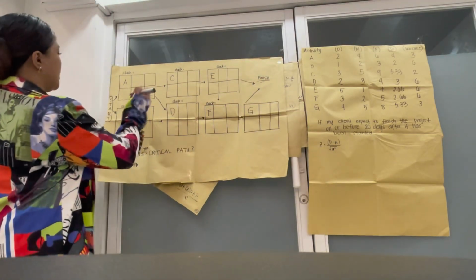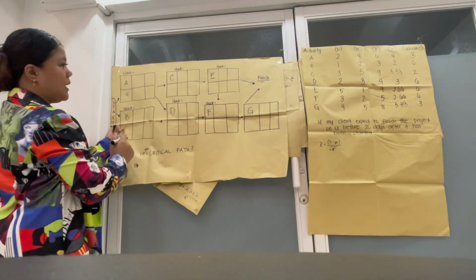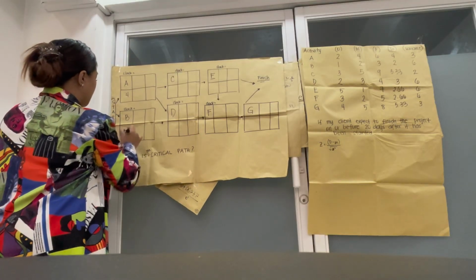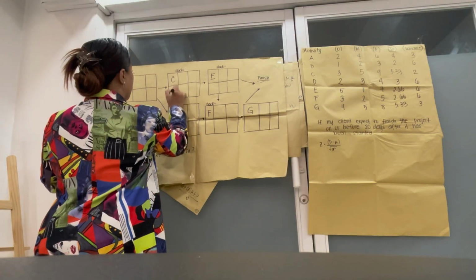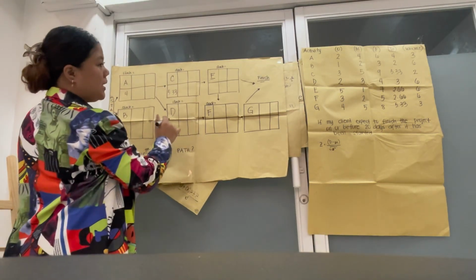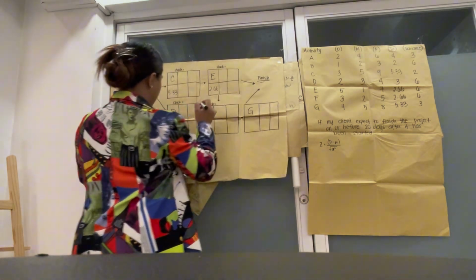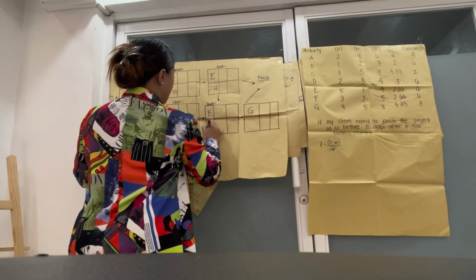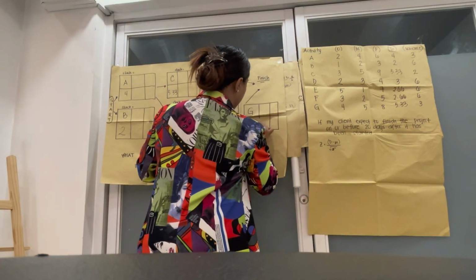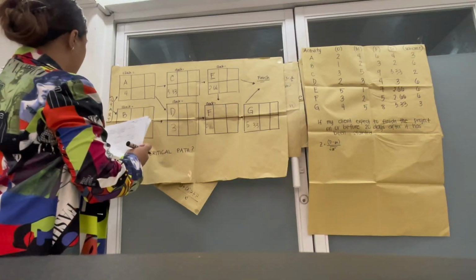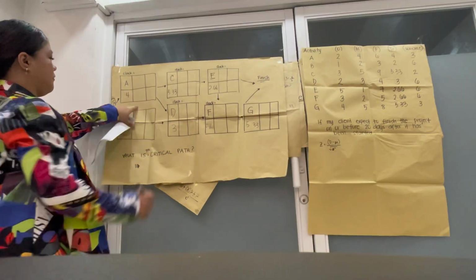So the expected time of letter A is 4, letter B is 2, letter C is 5.33, letter D is 3, letter E is 2.66, F is 2.66 also, and G is 5.32. So the next one, to find the earliest start and the earliest finish.